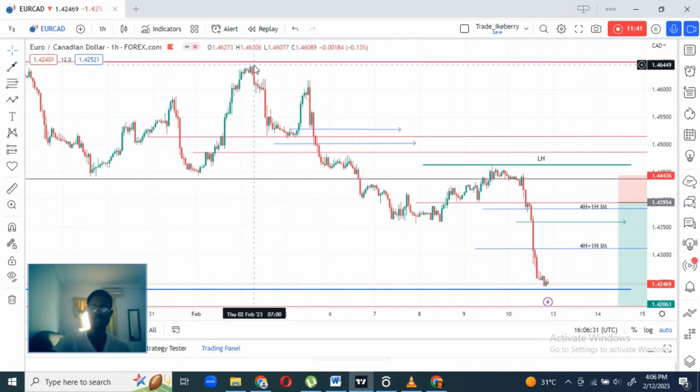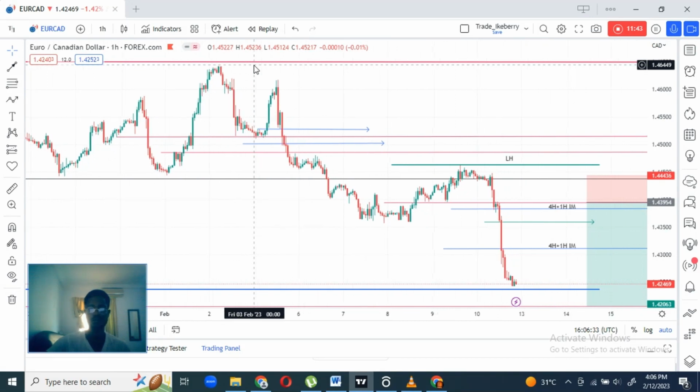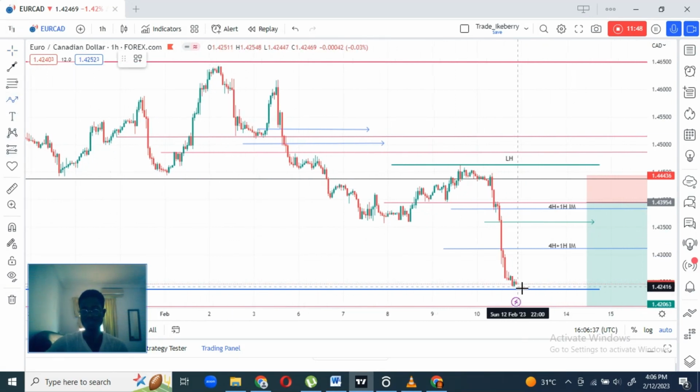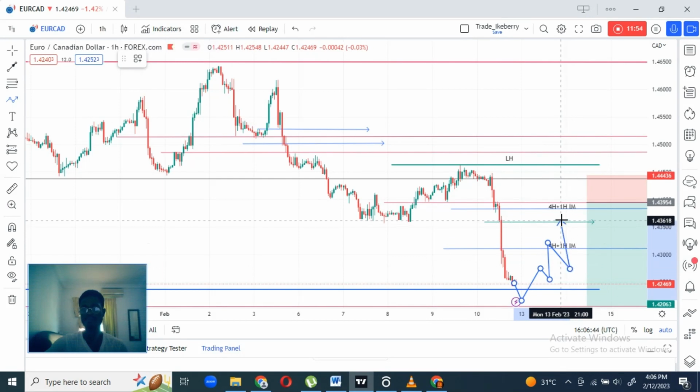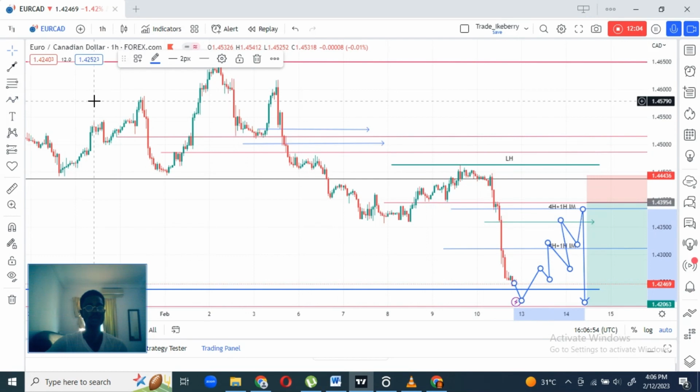All right, so taking this out, looking from what I'm seeing now, I'm seeing that price is going to take a few retracements here, and then move up, and then build some liquidity, and then pick it down, and then come back. That is what I expect to see from price on the Euro card.